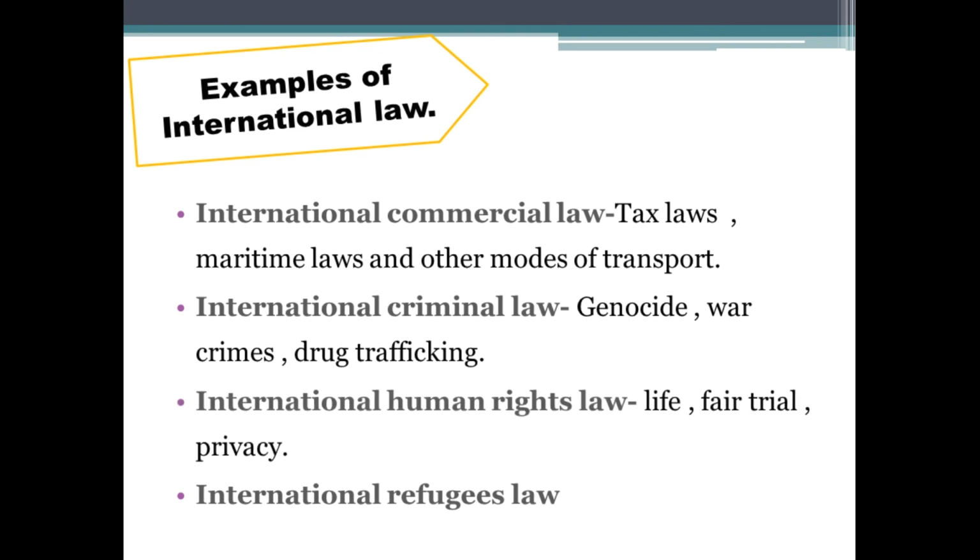Number 3, the international human rights law. Right to life, right to fair trial, right to privacy, freedom of opinion, freedom of belief and religion, the list goes on. And lastly, number 4, the international refugees law.